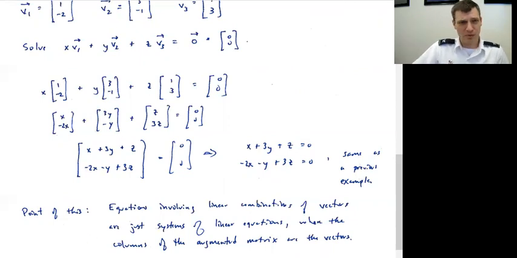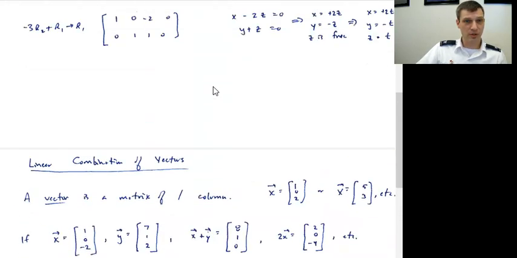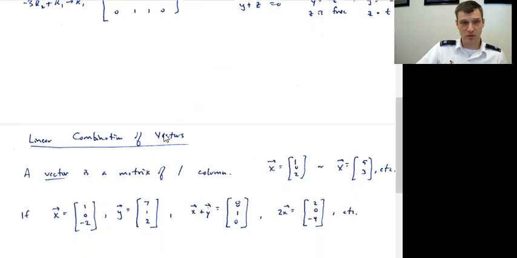So why do we go through all this? What's the point of all this? The point is that equations involving linear combinations of vectors are just systems of linear equations where the columns of the augmented matrix are the vectors. So my columns here are 1, -2, -3. So try this again. 1, -2, 3, -1, 1, 3. If I scroll up here, those are specifically the columns of my matrix there, the coefficients of that, within the augmented with the 0 part.